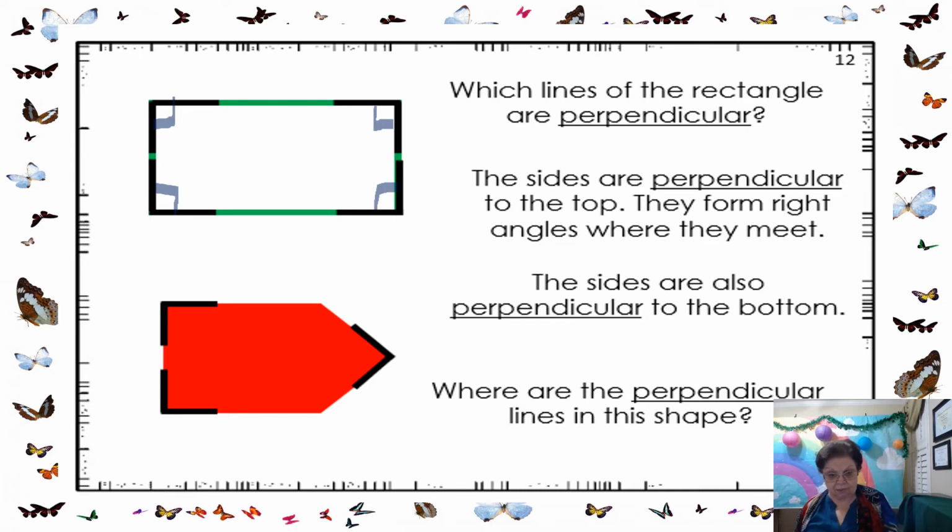Now look at this shape. Are these lines here perpendicular? No, you can't make a square there. But you can here. Now these lines, these two are parallel. But where they meet, they become perpendicular.